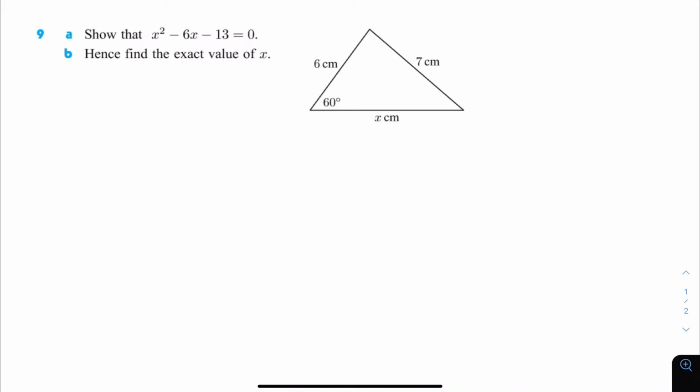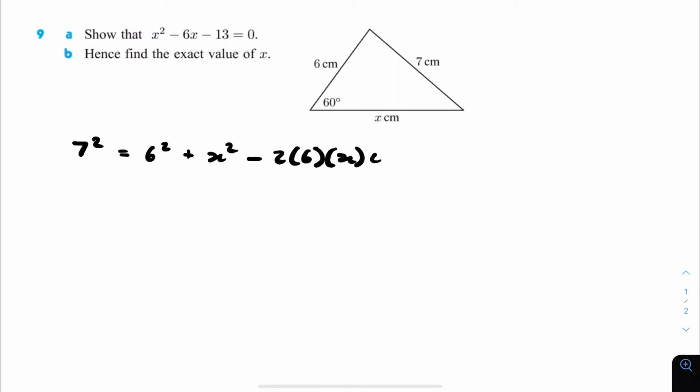So let's do that. 7 squared, because this is the side we're solving for, is equal to the known side, 6 squared, plus the unknown side, x squared, minus 2 times 6 times x. This is just the cosine rule. Cos of 60, because that's the angle we're given. And if we simplify this down, that gives us 49 is equal to 36 plus x squared minus 12x. And then we have to multiply by cos 60.